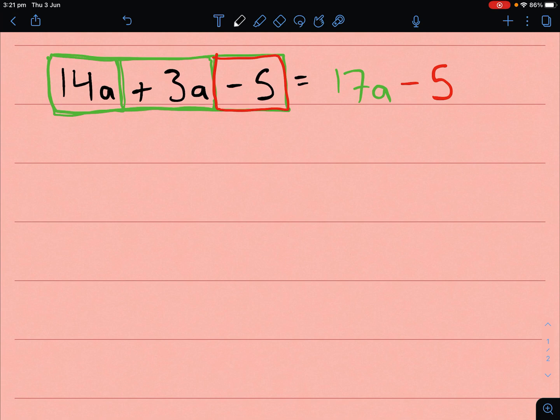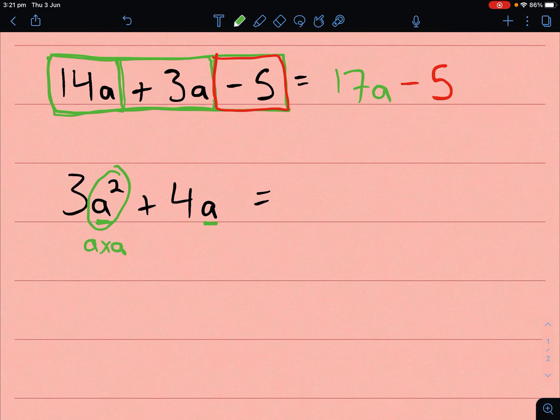All right, let's have a look at a slightly different example. So if we have 3A squared plus 4A, we want to find out what that equals. Now, when we first look at this, we can see that they've both got an A in them. That's pretty obvious, isn't it? There's the A and there's the A there. But the trouble is, this A in this one here has got something else going on with it. It's squared. And that's just an abbreviation for A times A.